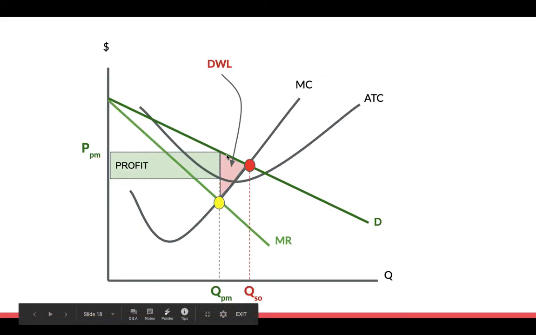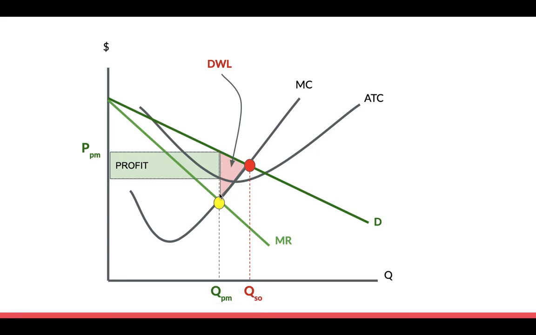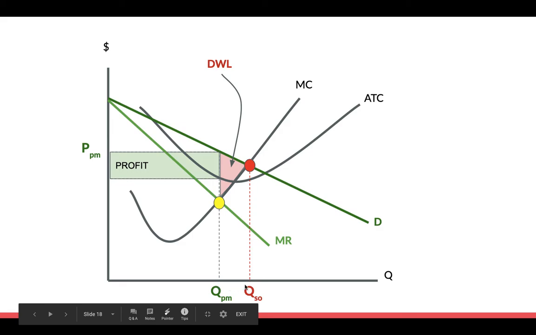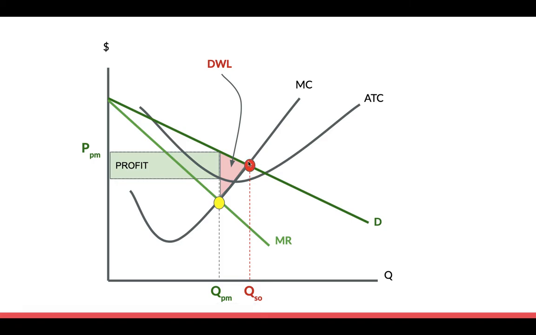So our dead weight loss takes on this shape in this area. The gap between QPM and QSO, it's this area here. This red equilibrium would be the equilibrium if this were a competitive market, where the marginal cost curve hits the demand curve. That would be the competitive equilibrium.